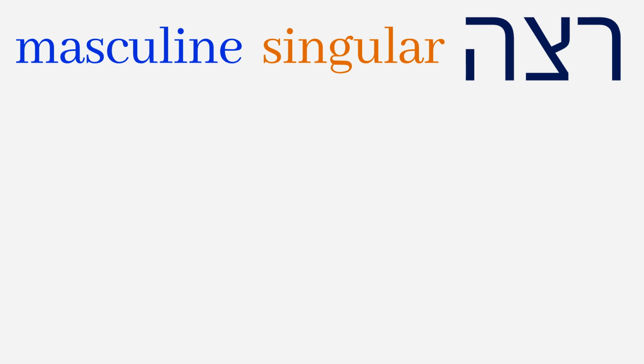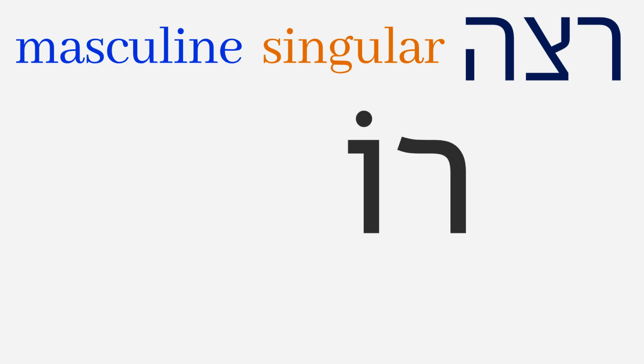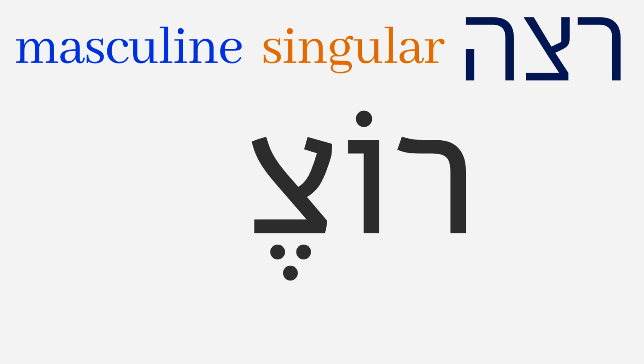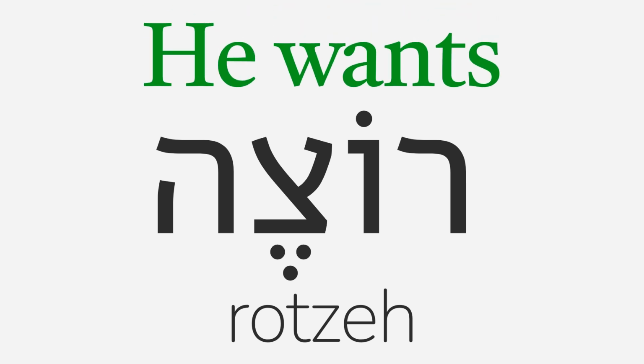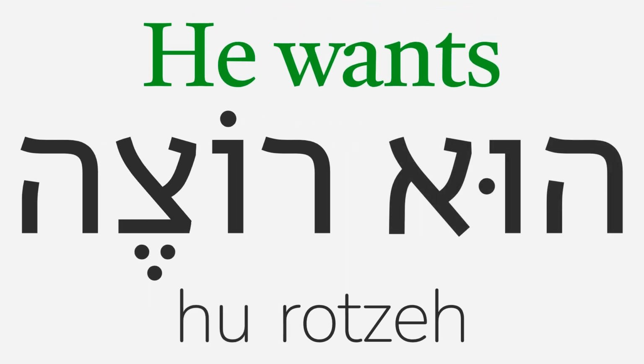This will start out like regular verbs, with the first letter of the root, resh, followed by a vav with cholam. Next comes the second letter, tsadi, and then things change a little. Instead of putting a tsere under the second letter, we instead use a segol, e instead of a. And then we end with the third letter, the silent he. So that gives us rotse. To say he wants, we say hu rotse, he wants in masculine singular form. Hu rotse, he wants, hu rotse.